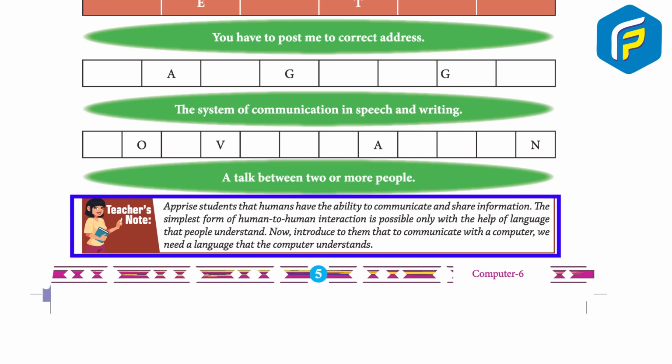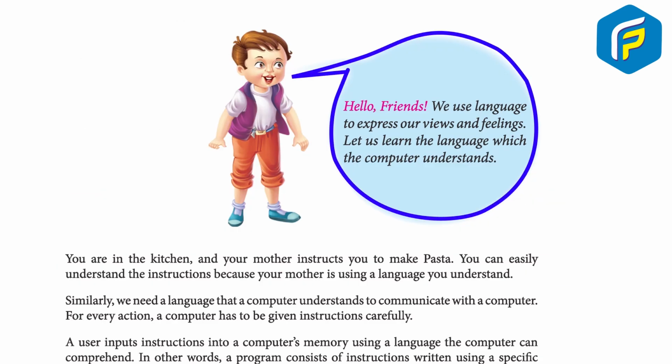Teacher's note: Apprise students that humans have the ability to communicate and share information. The simplest form of human-to-human interaction is possible only with the help of a language that people understand. Now introduce to them that to communicate with a computer, we need a language that the computer understands. Hello friends, we use language to express our views and feelings. Let us learn the language which the computer understands.